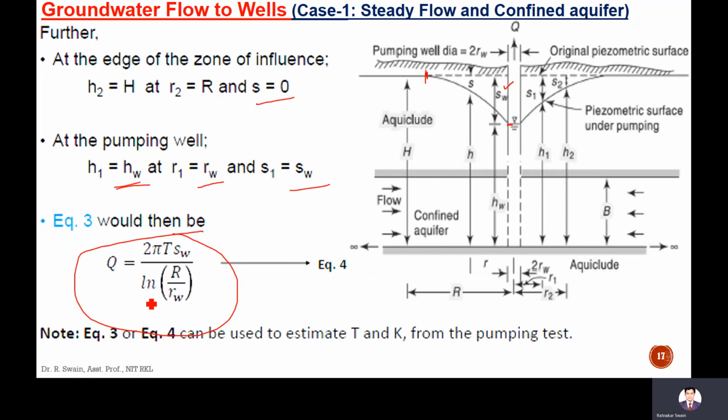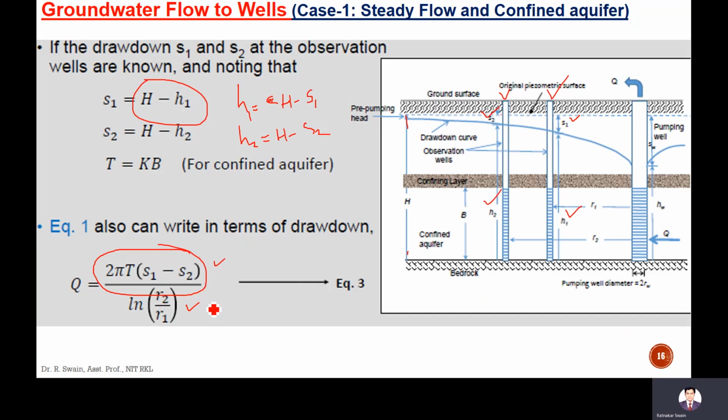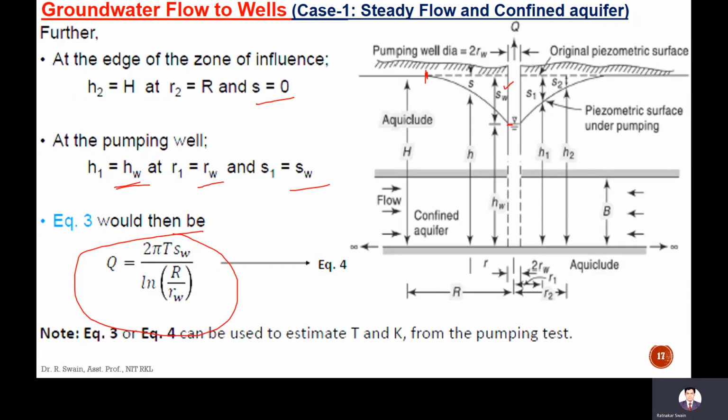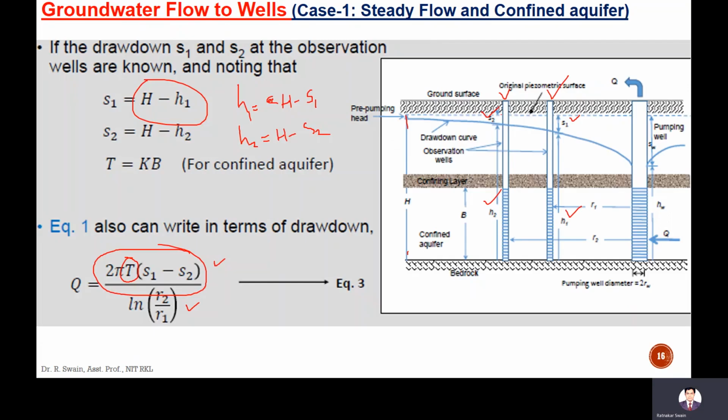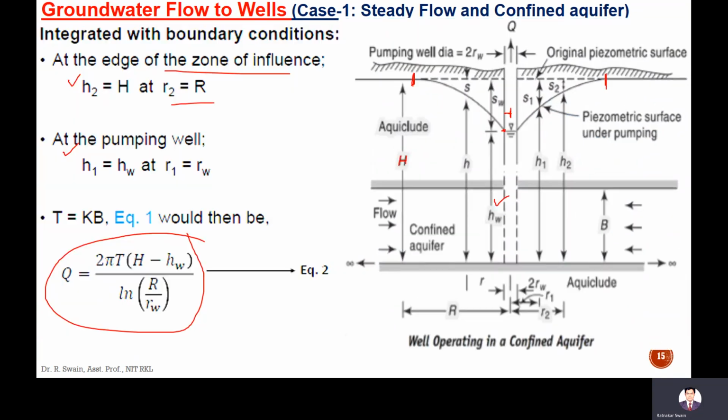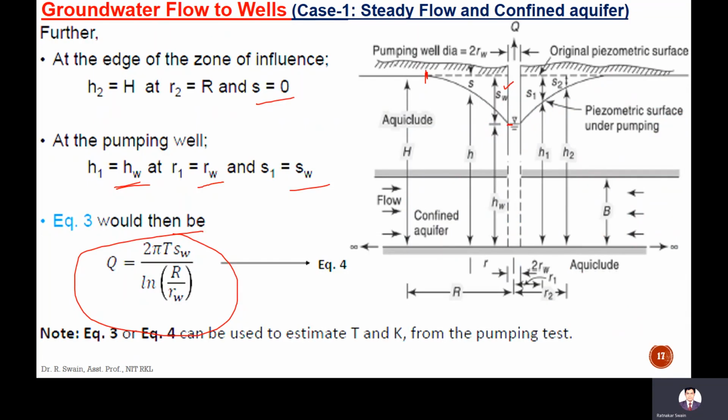So these equations can be used to predict the transmissibility and hydraulic conductivity K. So these are total 4 equations: this is the original equation and these are the 3 modified equations. These equations can be used to calculate discharge, transmissibility and hydraulic conductivity. If we know the discharge data, how much discharge we are pumping, then we can calculate T and hydraulic conductivity.